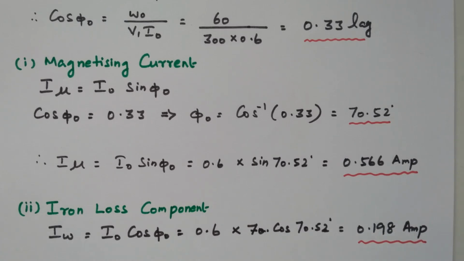So we calculated both the magnetizing current and iron loss component. Now we will go to the second problem.